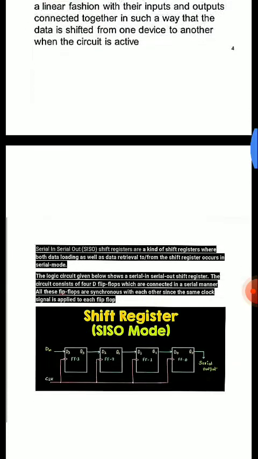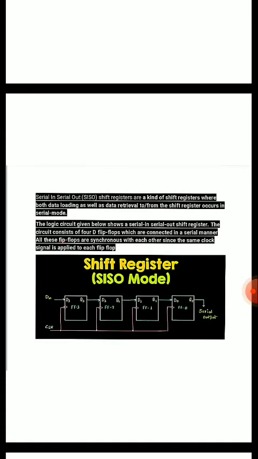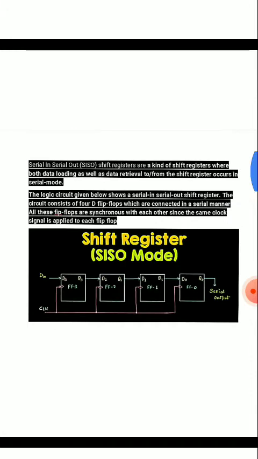Now we will go through the definition and the circuit, and how the circuit looks. SISO, serial in serial out shift registers, are a kind of shift register where both data loading as well as data retrieval from the shift register occur in a serial mode. The logic circuit given below is a serial in serial out shift register. The circuit consists of 4 D flip-flops which are connected in a serial manner. As you can see, all the flip-flops are synchronous with each other since the same clock signal is applied to each flip-flop. This is the SISO mode.